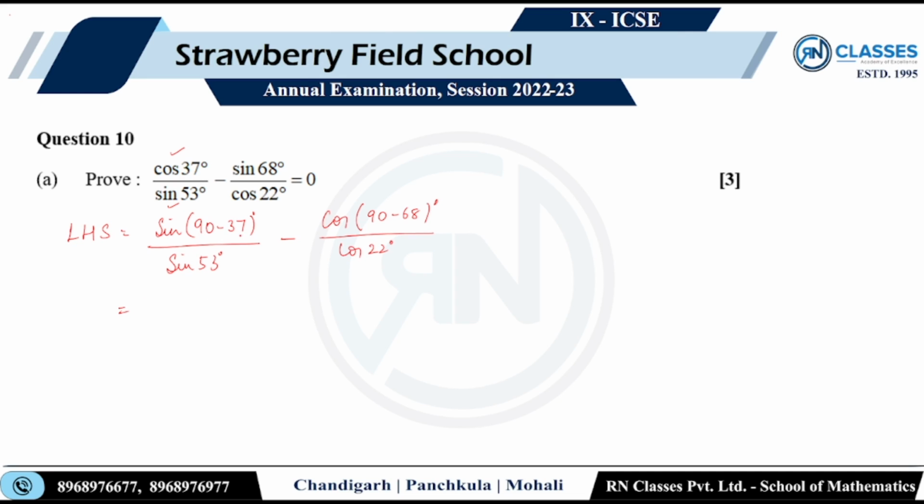अब sin of 90 minus 37, that is sin 53 degrees by sin 53 degrees, minus cos of 90 minus 68, that is cos of 22 degrees by cos of 22 degrees. This gets cancelled, 1. This gets cancelled, 1. So 1 minus 1 is 0, which is equal to RHS. We'll get full 3 marks.